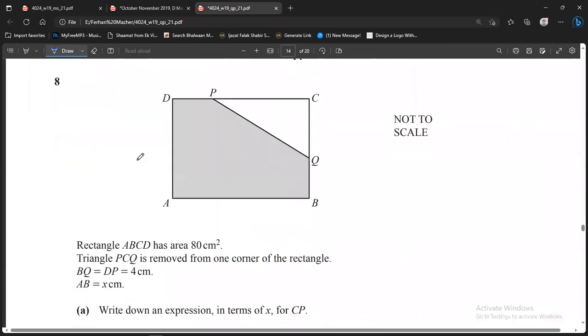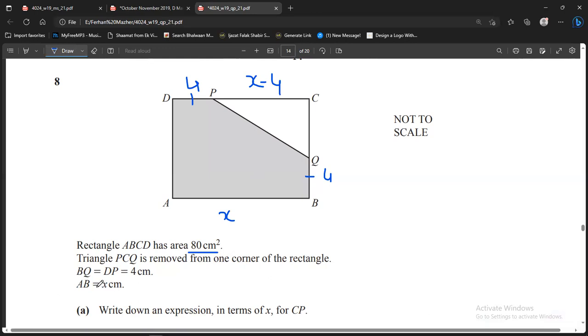Then we have question number 8. A rectangle ABCD has an area of 80 centimeter square. The triangle PCQ is removed from the corner of the rectangle, where BQ and DQ are equal to each other and both are 4. You see. And AB is X. This whole thing is X. So this is X minus 4.